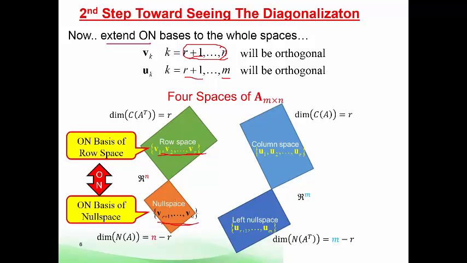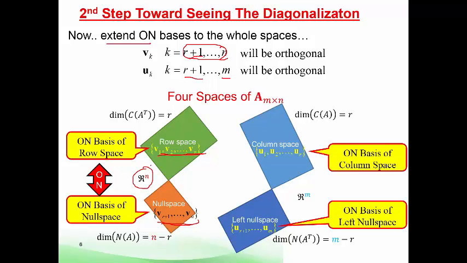So together, all of the V's form an orthonormal basis for Rn. And likewise, over on the other side, we've got an orthonormal basis for the column space, and we've got a selected orthonormal basis for the left null space. They are orthonormal to each other, therefore we have an entire orthonormal basis for Rm.